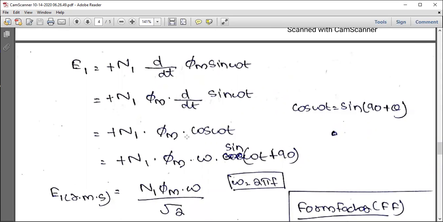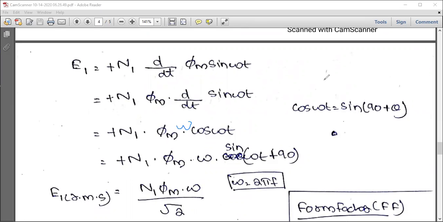Please note that there is one ω coming here. Sorry, I forgot to mention that ω here. Then N1 into φm into ω into sin of ωt plus 90, since cos is a trigonometric function that can be written this way.